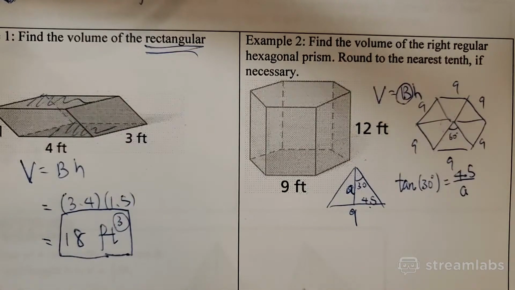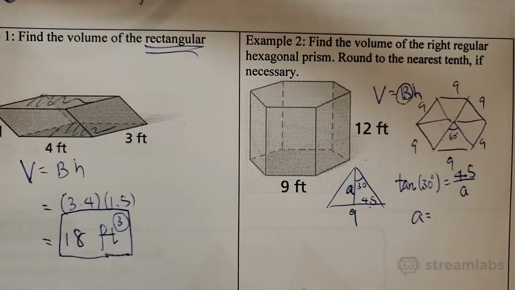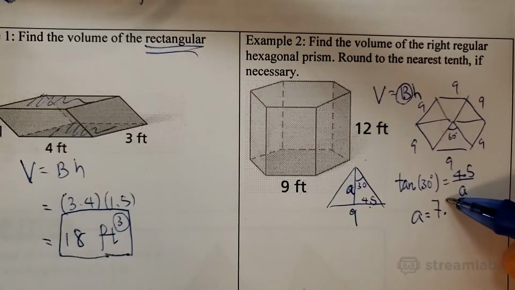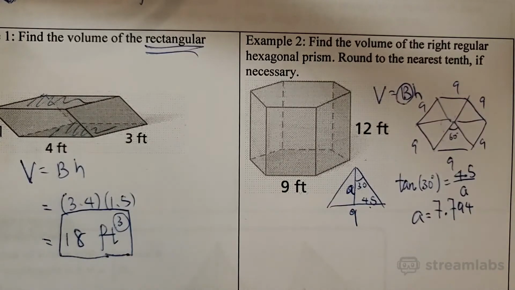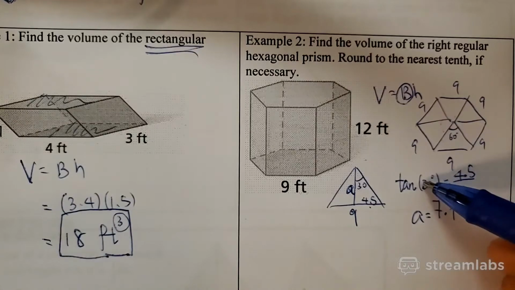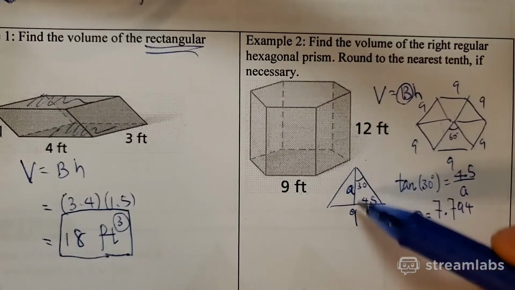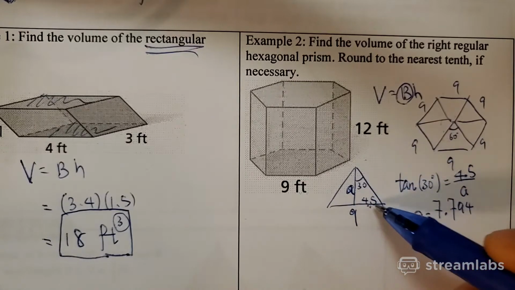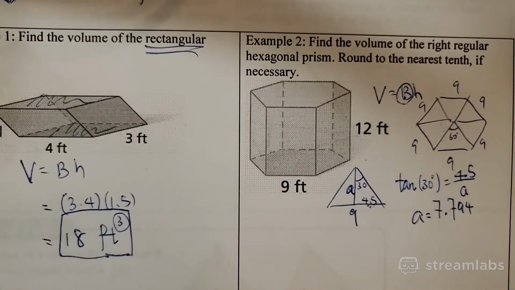So, knowing that, now the next thing is to find tangent. So A, the apothem, is 7.794, okay? So you can divide by tangent 30. Tangent 30 is less than 1, I think, 1 over root 3. Or, if you're good with 30, 60, 90 triangles, this is 30, 60, 90. So this is 4.5, this is 4.5 times root 3. So you can get that answer with that as well.